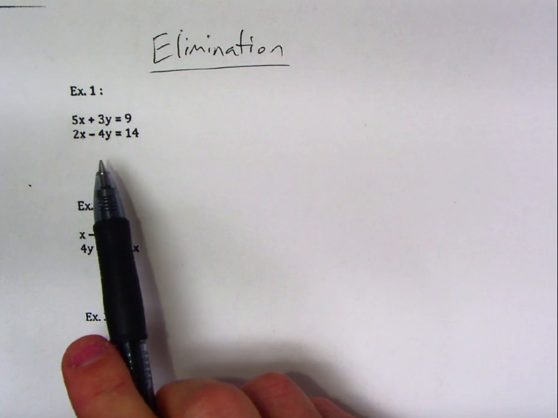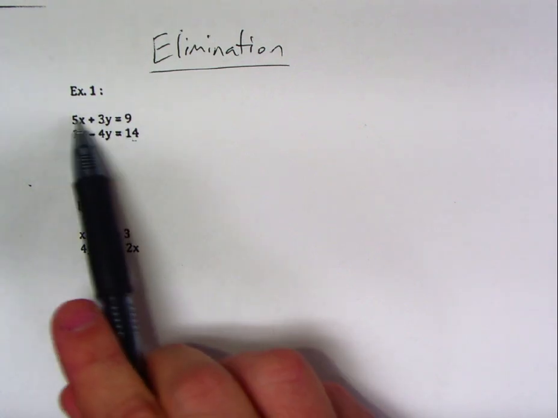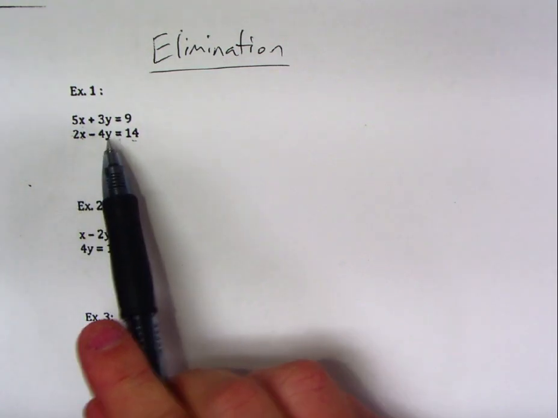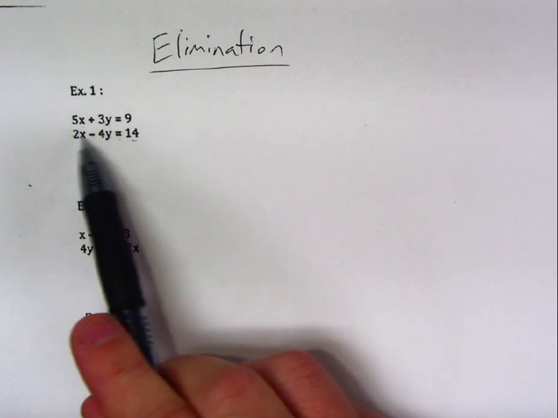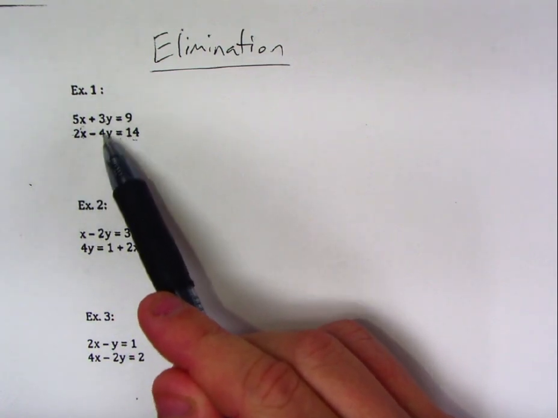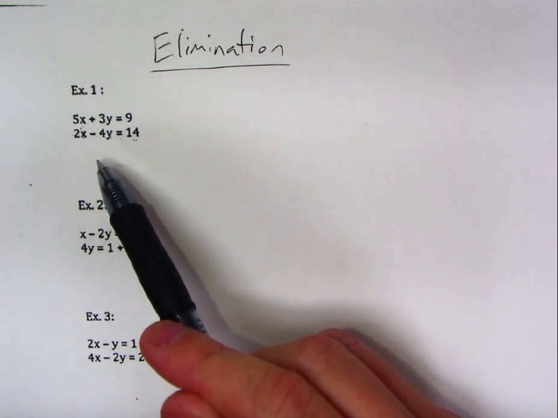Now, our goal in elimination is to eventually be able to add our two equations together to get one of the variables to eliminate. But as it stands, if I add these two equations now, well, this would become 7x, and this would become negative 1y. I haven't been able to eliminate either one. So I have to do something first.